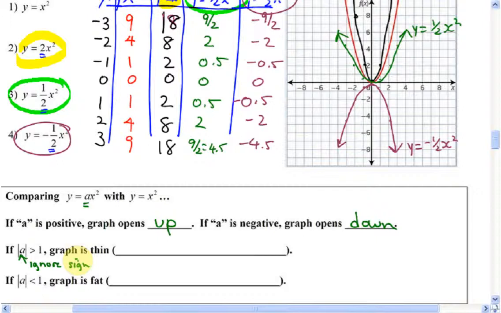So when that number is bigger than 1, so that's the case in yellow there, the graph becomes thin. Okay? Remember? Reduced fat chips. Thin. Now, we do not use that term in math because that sounds really bad. So we have a special name for it. Slim? No.